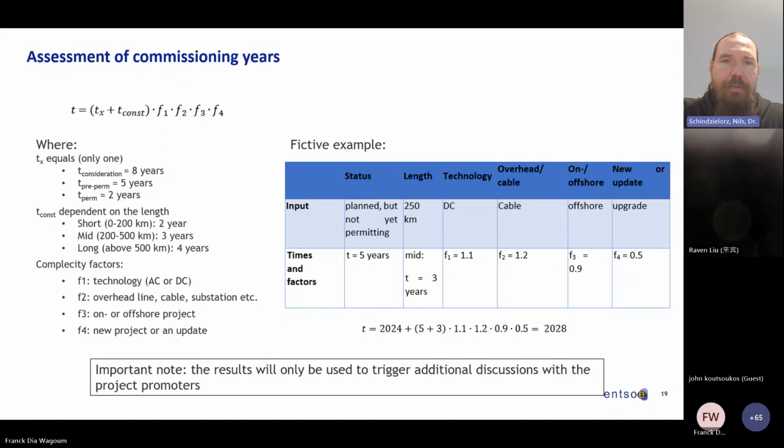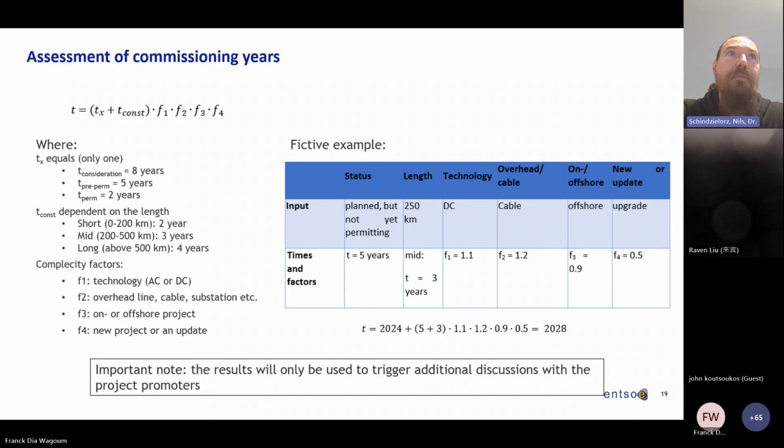And if it's in a reasonable range, which is like 2, 3, 4 years, then we say it's okay, because we know that this methodology is not a perfect one. But if it's deviating a lot, then we contact the project promoter, asking them, can you please elaborate on why you think that your commissioning date is the more reasonable one?